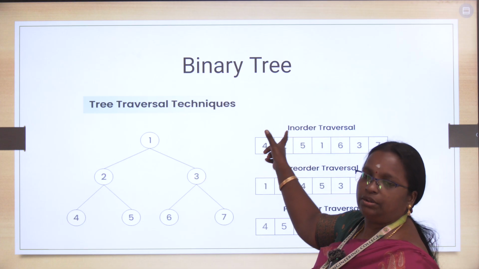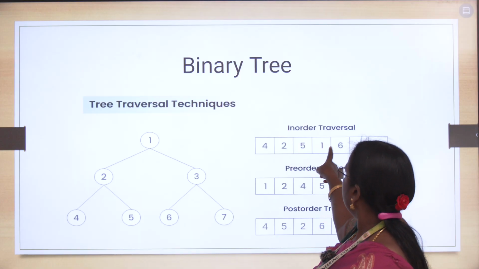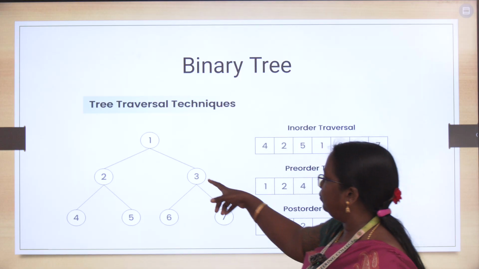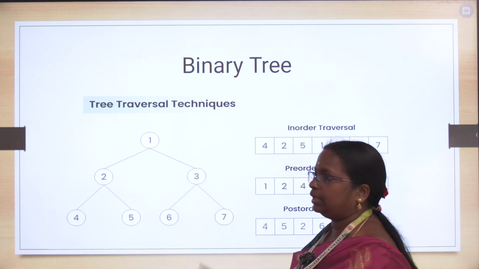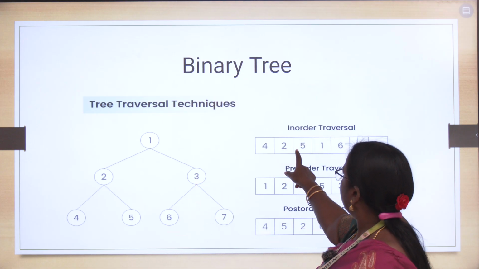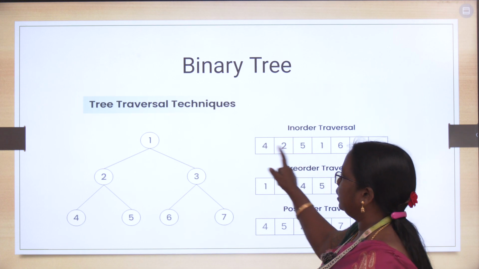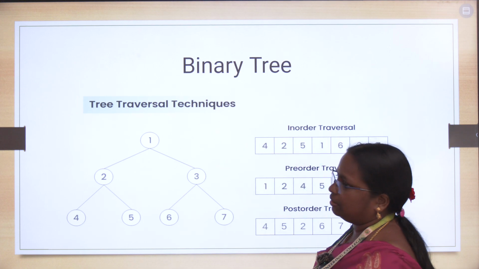Next, after left is completed, we are going for the main node and right value. So for the right value we have to take this other subtree. So left, root and you have to take the right values. So 4, 2, 5, 1, 6, 3, 7. This is for the first, in order traverse.